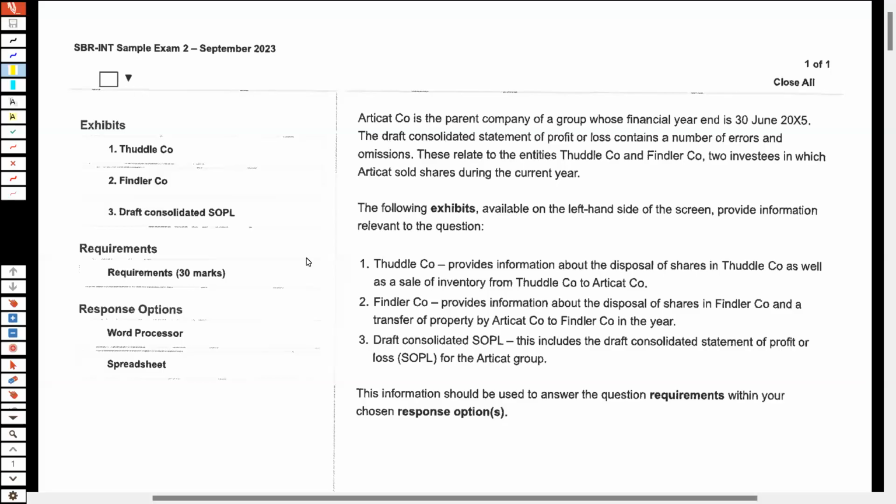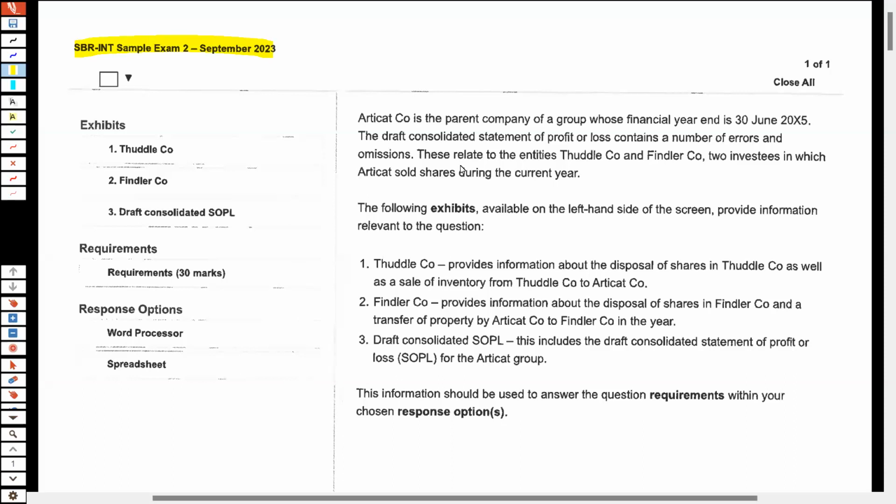So we are now going to start off, and what we are going to do is that from the ACCA CB practice platform, there is a question for the sample examination 2. There is this question number 1, which is about consolidation. So we are going to start discussing this question.